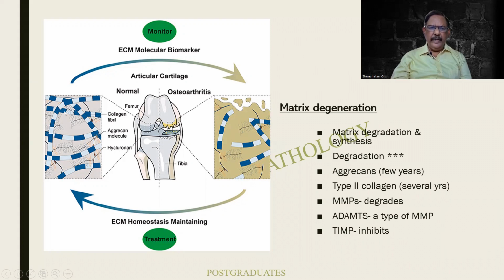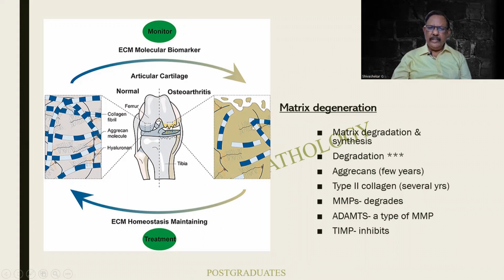Now coming to this diagram. This is a diagram of the normal collagen. See how well there is a network of it. This is the type 2 collagen that is there, collagen fiber. And the aggregant molecule is important in maintaining the connections between them. Hyaluron forms the base for the interstitium. In a case of osteoarthritis, you can see the break.